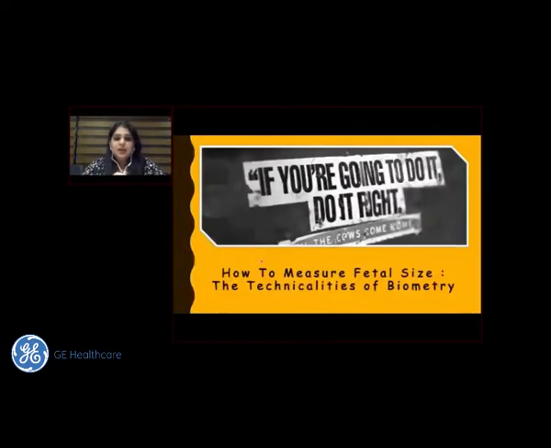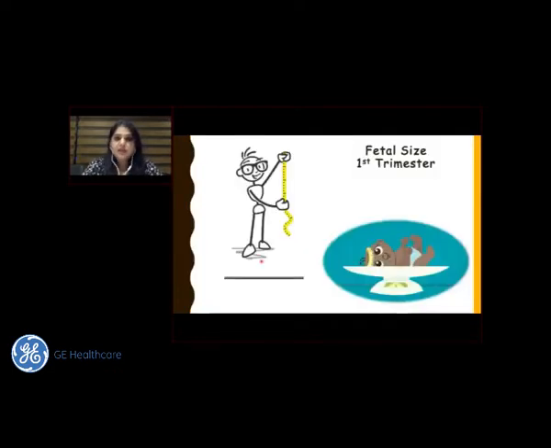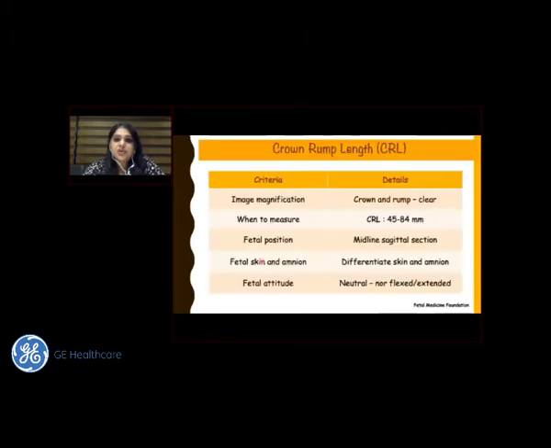Okay. Now, coming to the technicalities of how to measure the fetal size, like they say, if you're going to do it, you should do it totally right, because every measurement is going to affect your fetal weight and the plotting by centiles that could really matter later in decision making. So in the 1st trimester, how do you measure the fetal size? By the crown rump length.